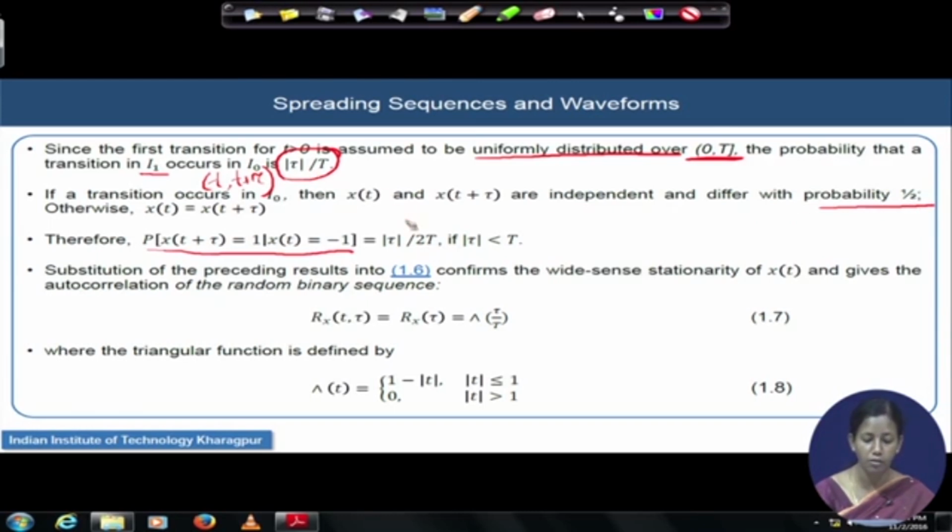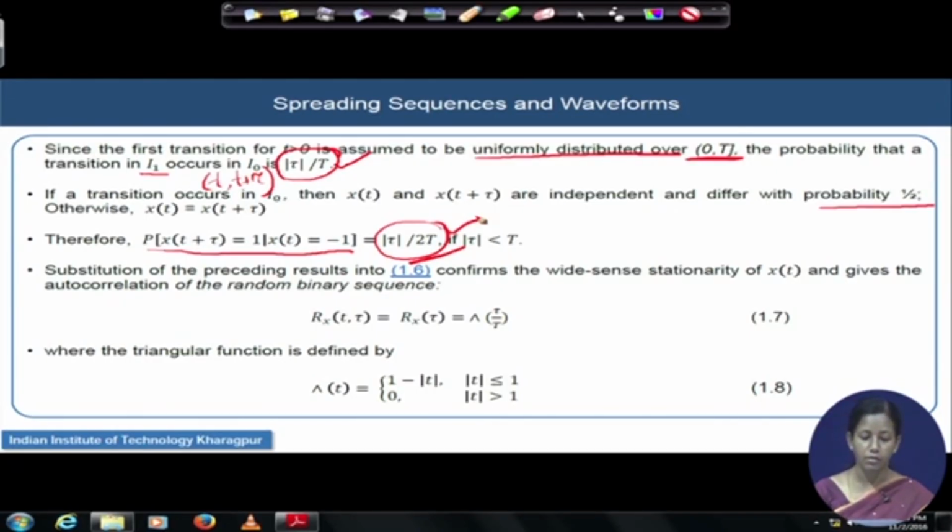So, mod t by tau getting multiplied with the probability half is giving you mod tau divided by 2 of capital T when your mod tau is less than t. So, this is a situation when your transition has happened, and the transition is not within I 0. If it is within I 0, you are ending up with the probability here. If it is not exactly within I 0, it is beyond that. So, x t and x t plus tau hence are becoming independent, and hence the probability of that situation to occur is coming like this.